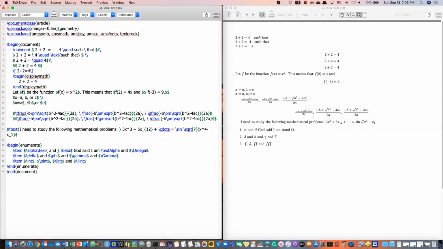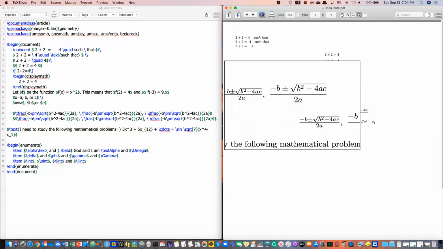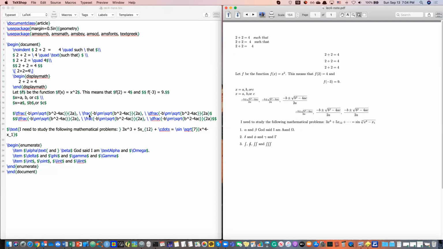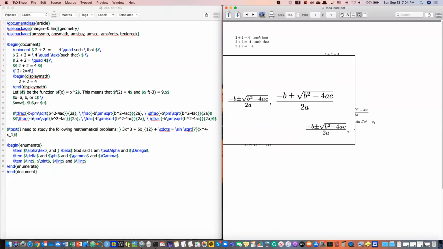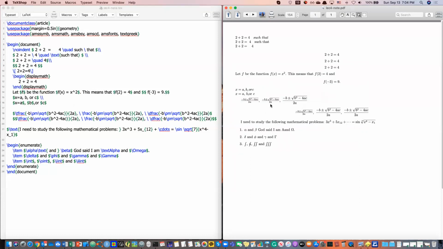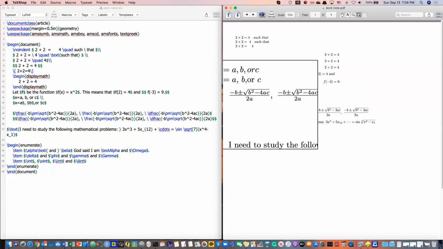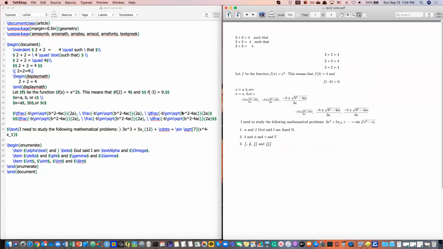So let's see. First one, let's write the quadratic formula. x is equal to negative b plus or minus square root of b squared minus 4ac, over 2a. To write the middle one, look at this: the size of the three expressions is different, right? The middle one uses frac.